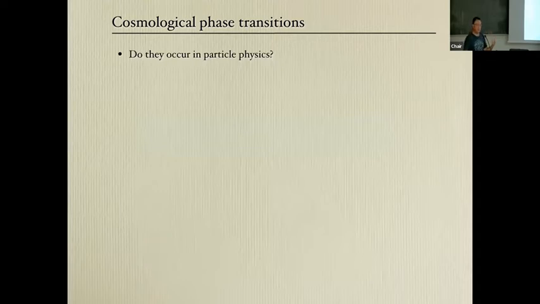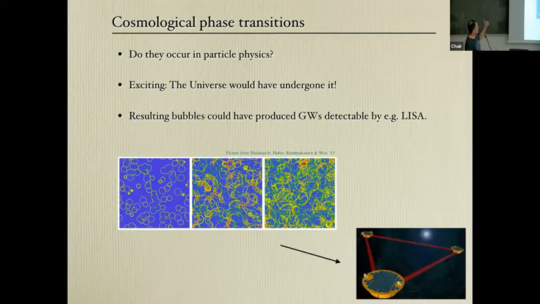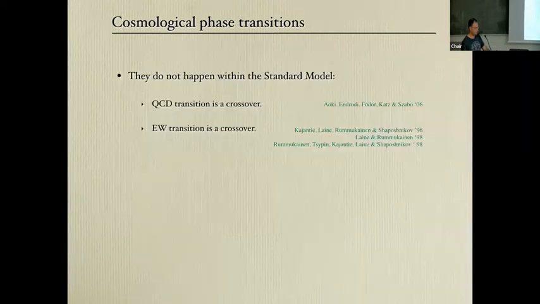So you can ask whether this happens in particle physics. If it does, this would be very exciting because, as you know, the history of the universe is basically the history of particle physics at every possible scale, all the way up to inflation. So the universe would have undergone this phase transition. And the reason this is exciting is that this would have nucleated bubbles, which would have expanded and collided. This process would have produced gravitational waves, which in some cases could be detectable in the near future. For example, if it happens at the electroweak scale or nearby, this could be detectable by LISA, which is a mission that will launch sometime in the next decade or so.